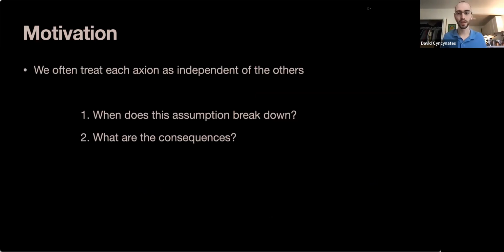And in this talk, I'm going to address the following 2 questions. When does the assumption that the axions evolve independently in their own individual cosine potentials break down? And what are the consequences of this breakdown?